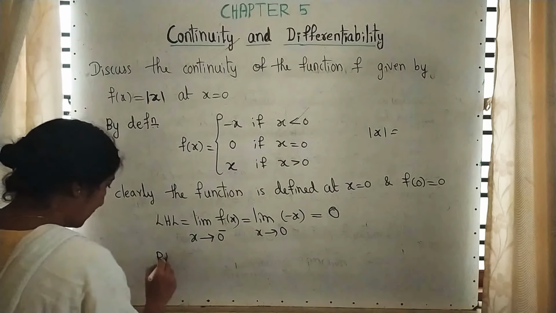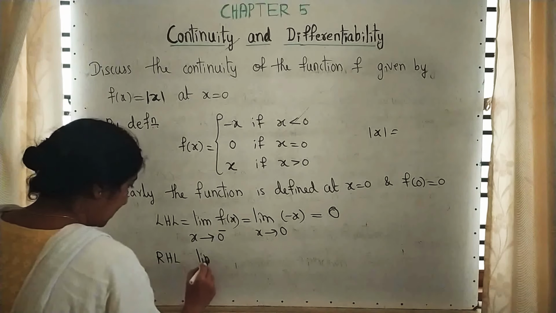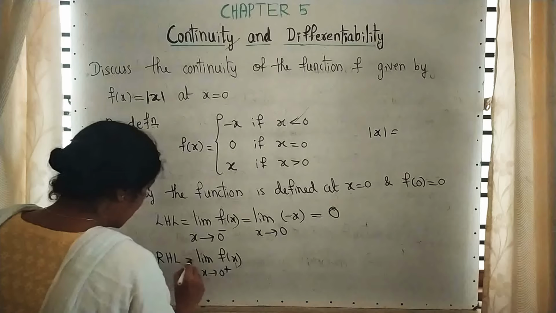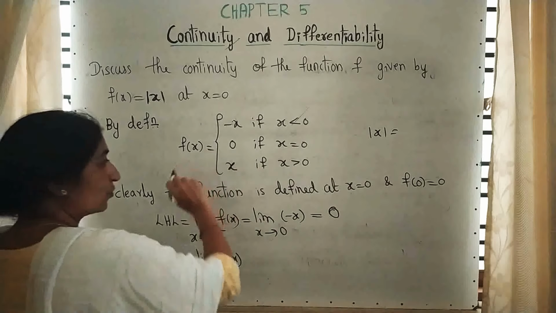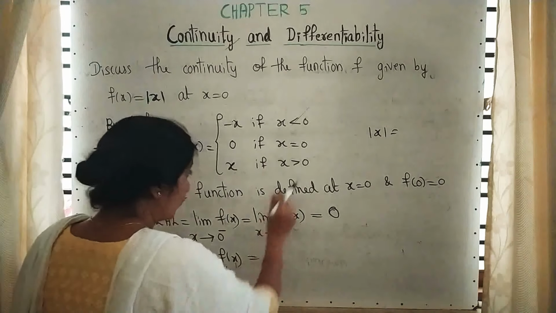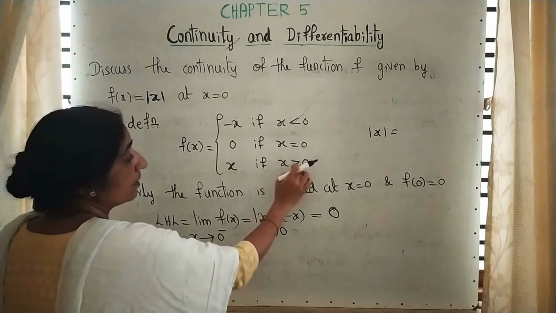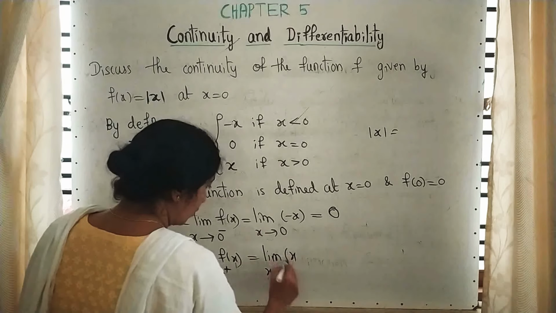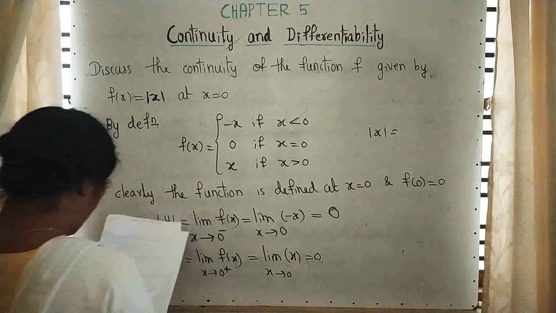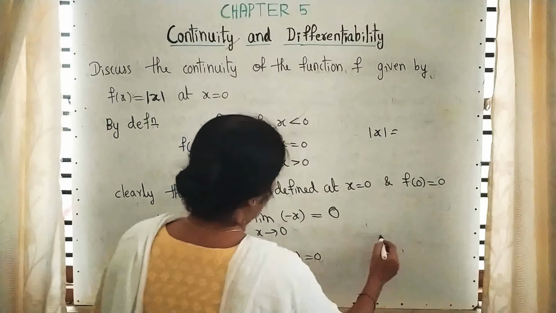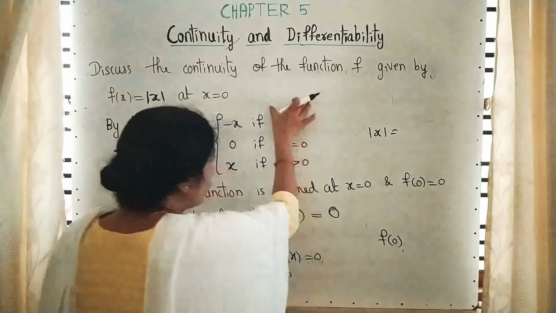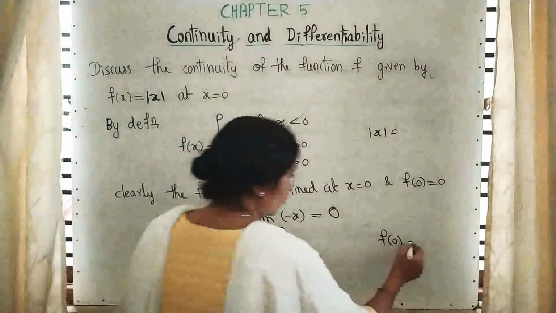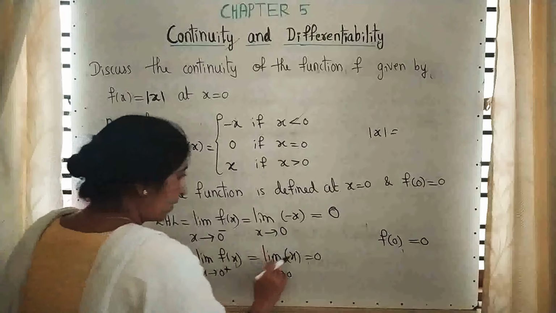Then the right hand limit. Limit of f of x as x tends to 0 plus. This 0 plus tells you we have to take the greater value. So which expression is for x greater than 0? Here it is the third one. Limit of x as x tends to 0. Now the answer is 0. After that we have to calculate the f of 0 value. What is f of 0? Out of these three, where x is equal to 0, the value is 0. Now compare all these three.